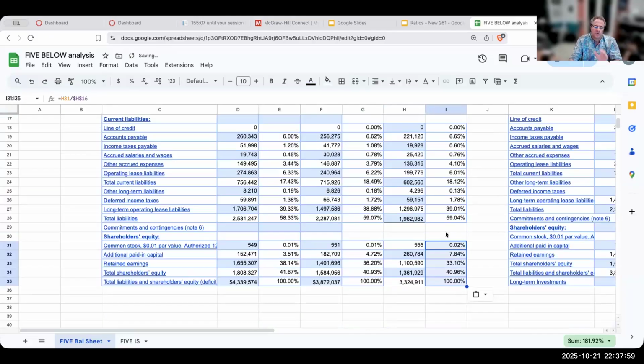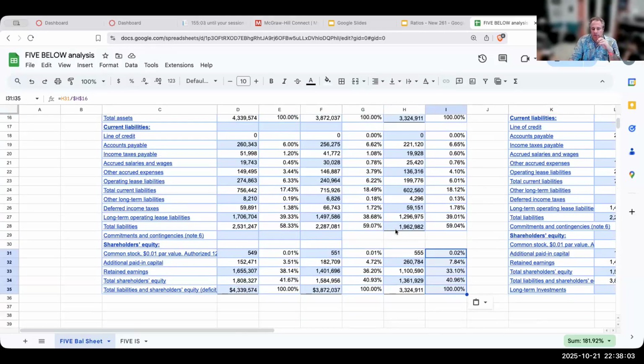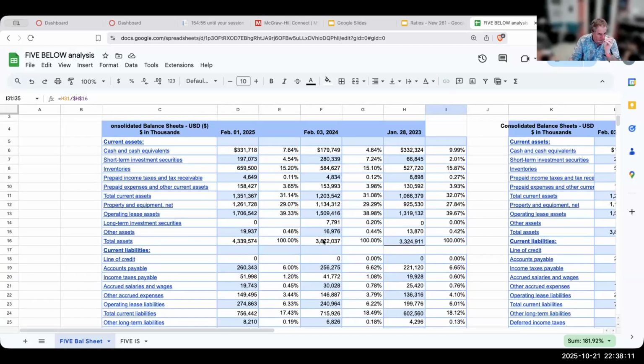Okay. So as we're going through and looking at this, what we notice is that liabilities as a percentage of total assets are remaining roughly about the same amount. The inventory is roughly remaining at about 15% of total assets as well. So their balance sheet is remaining relatively stable.